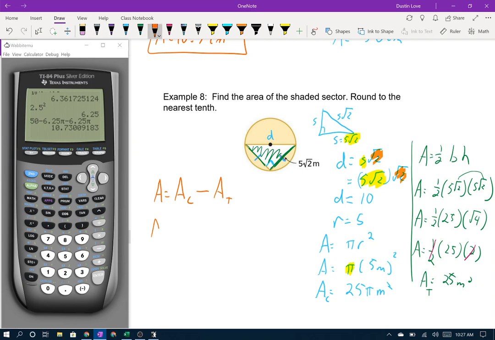Let's go ahead and plug that in now. Area of the circle is 25 pi meters squared minus area of the triangle is 25 meters squared. And now we can go to our calculator. Turn on. 25 pi minus 25. And my area is 53.5 meters squared.